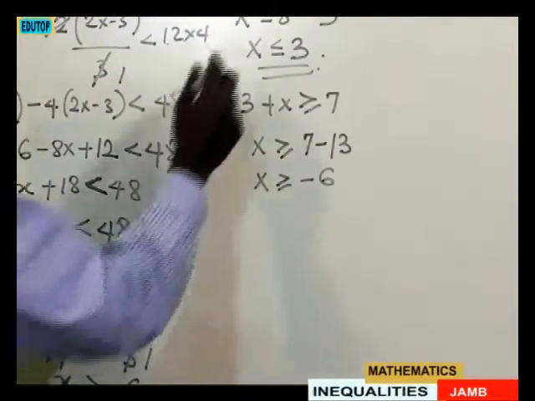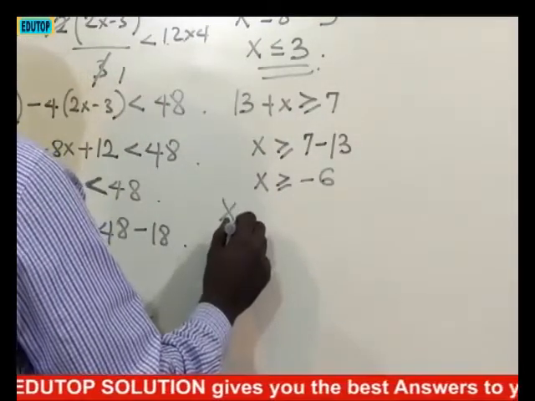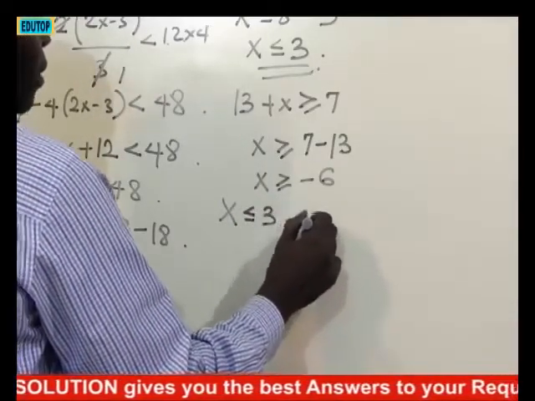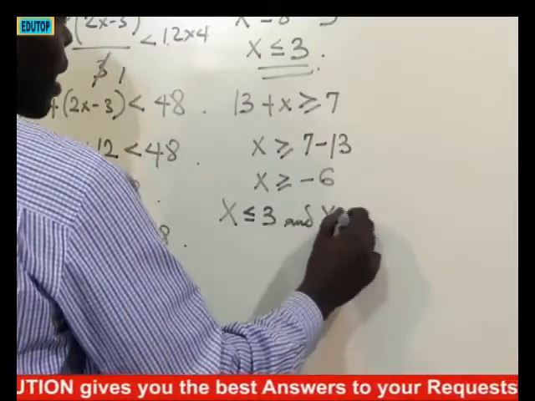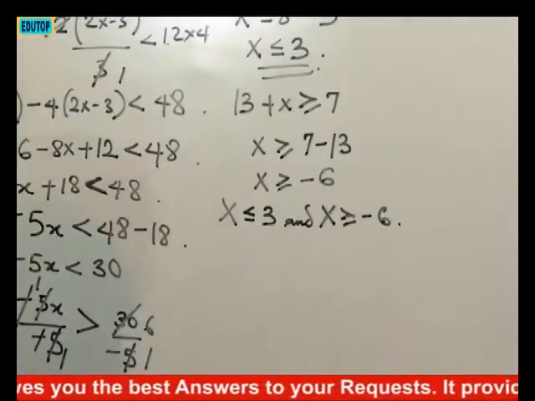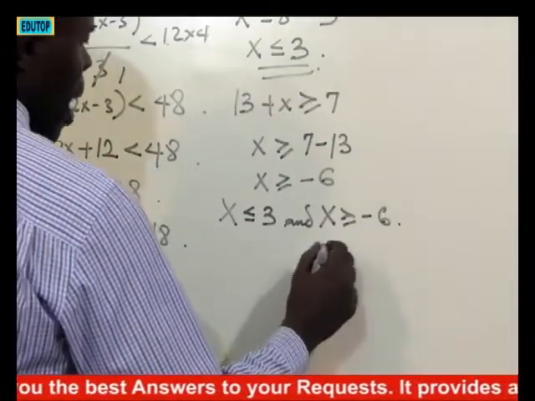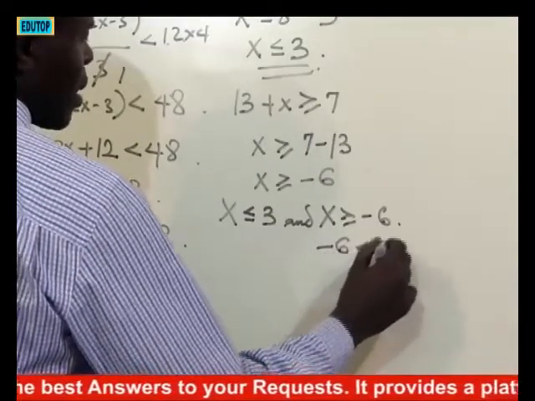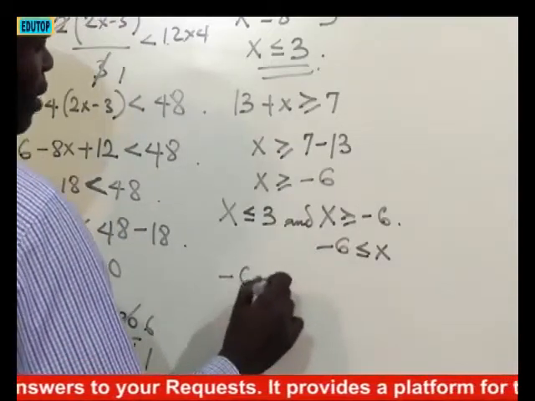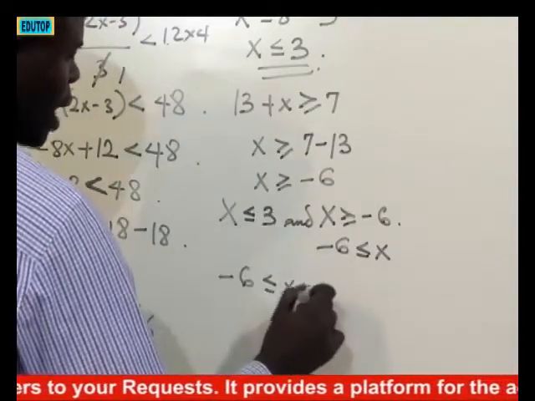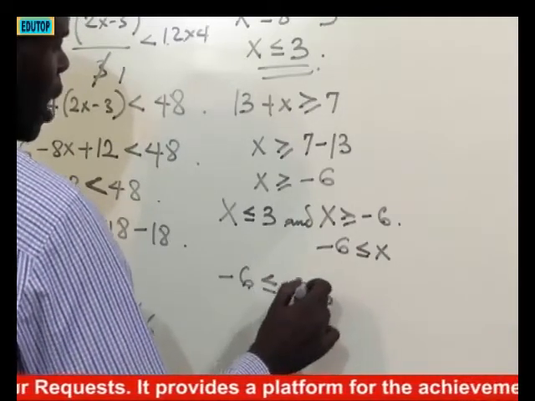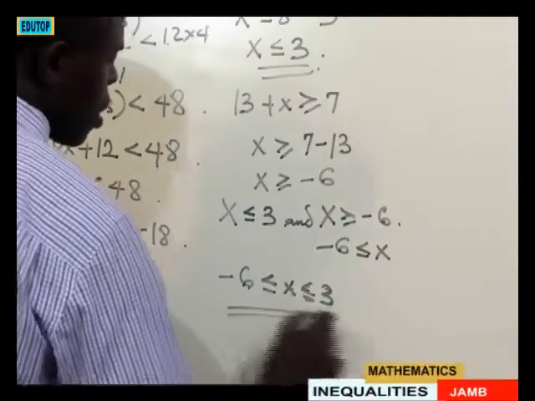Now, look at this. Let's place this side by side. X is less than or equals to 3. And that same x is greater than or equals to minus 6. So automatically what it means is that this one can be written as minus 6 less than or equals to x. Then if you have to combine it now, it will be minus 6 less than or equals to x, and x is also less than or equals to what? So it will be minus 6 less than or equals to x less than or equals to 3. This will be the combination.